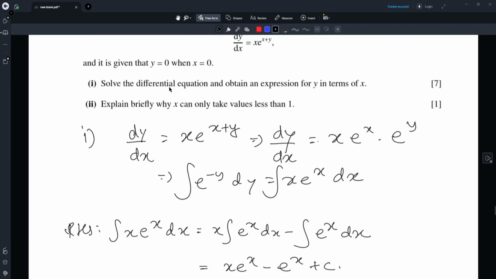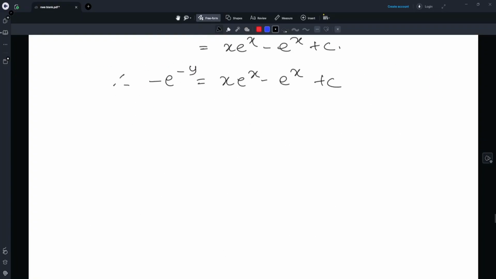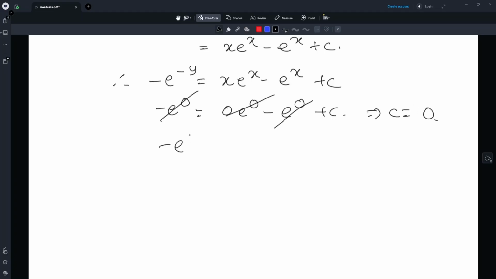Then we have when y equals 0, x equals 0. So it means these two are the same, these two are the same. When this is 0, these two are the same, so c equals 0. Therefore, minus e to the power minus y equals x e to the power x minus e to the power x, or basically e to the power minus y equals e to the power x minus x e to the power x.